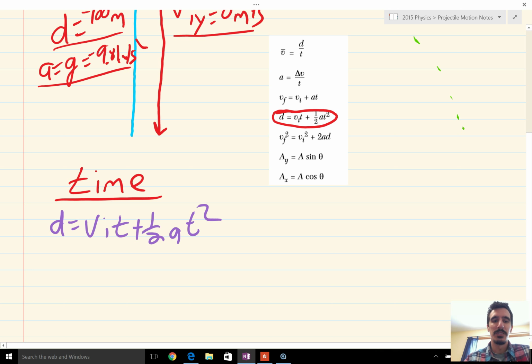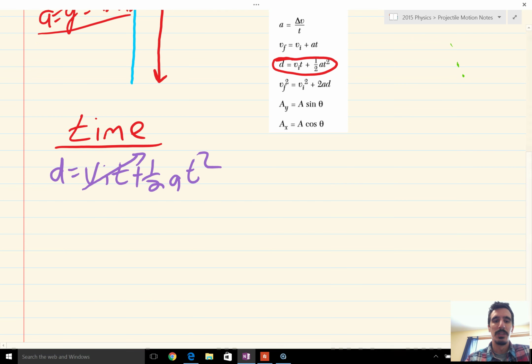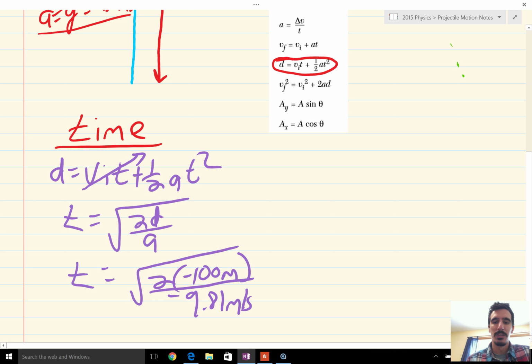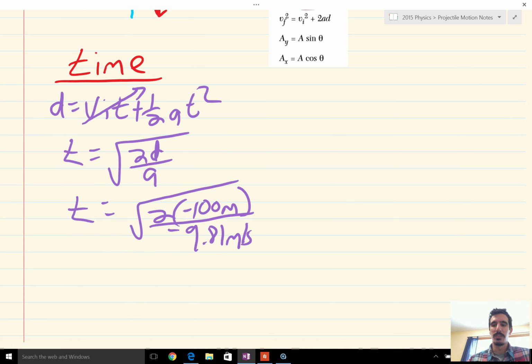We want to get t by itself. Vi is 0, so Vi times t is 0. When we get t all by itself, t is the square root of 2d over a. We'll plug and chug. So t is the square root of 2 times negative 10 meters over negative 9.81 meters per second squared. Plug that in our calculator, and we get the time is equal to 4.5 seconds.